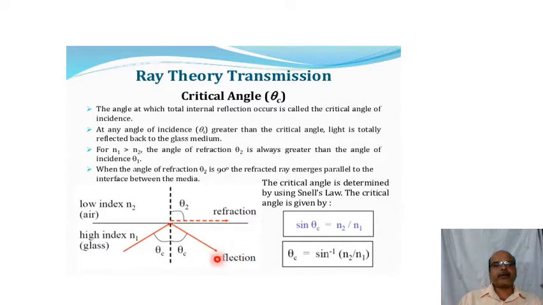So when theta 1 is greater than the critical angle, the light ray is totally reflected back into the same medium. This is called total internal reflection.